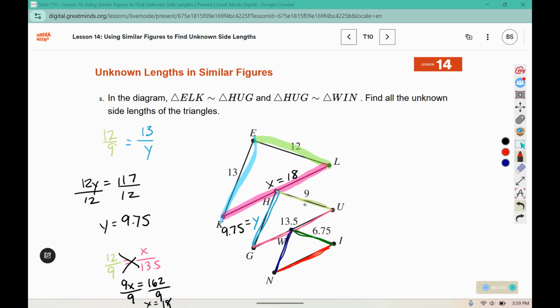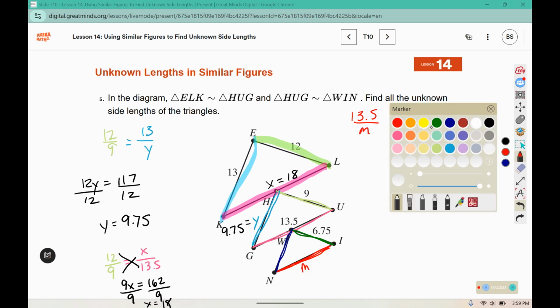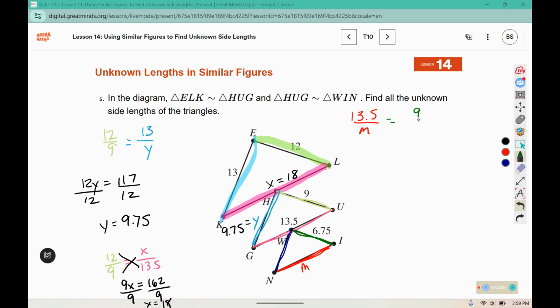So I have a 13.5 is paired with this one down here. We can label it M. And we have a 9 and a 6.75. Cross multiply.